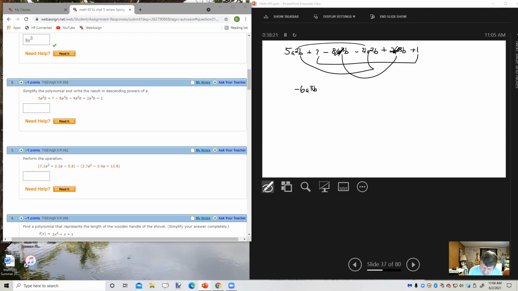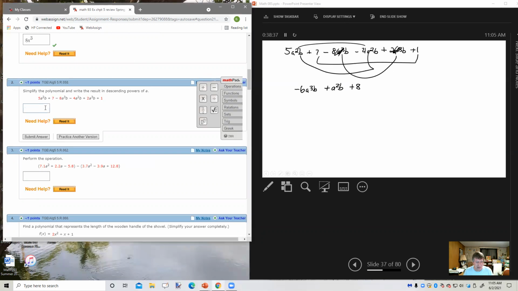Then 5a squared b minus 4a squared b would be plus a squared b. Don't put a 1 in front of it because WebAssign messes it up. You don't need it, it's implied anyway. And then 7 plus 1 is 8. In fact, let's do that. I'll put it in there and see if it takes it. It probably will take it now.